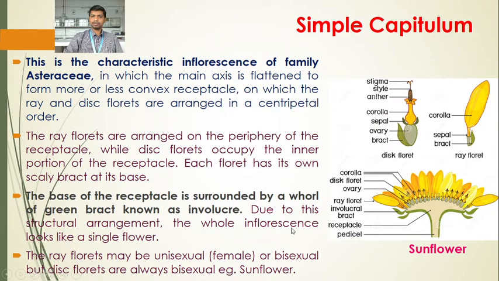So involucral bracts can be seen in the sunflower. The base of the receptacle is surrounded by a rim of a number of bracts that we call the involucral bracts. Due to this structural arrangement, the whole inflorescence looks like a single flower.